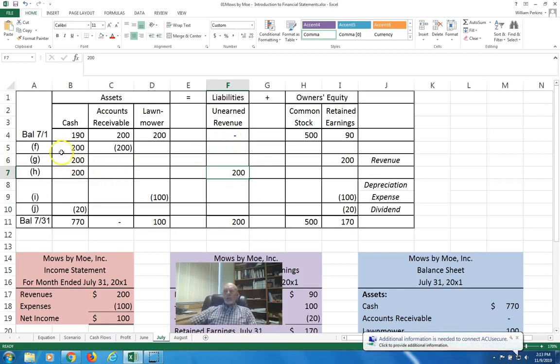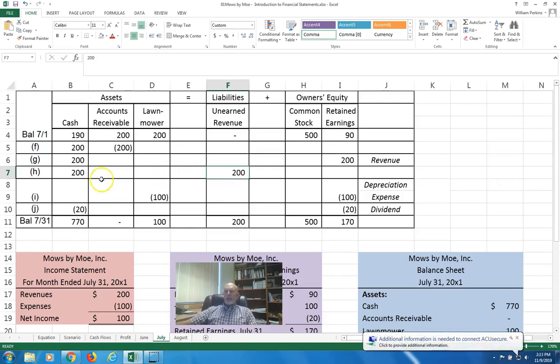So I want you to notice that we collected $200 3 different times, and so each time we added to cash, but the other side of the transaction was different in each case. One time, accounts receivable came down because we had already done that work and we had a receivable for it. The second time, we added the revenue because we were just now doing that work. And then the third time, we added to a liability because we still have not done the work. We owe them that service.